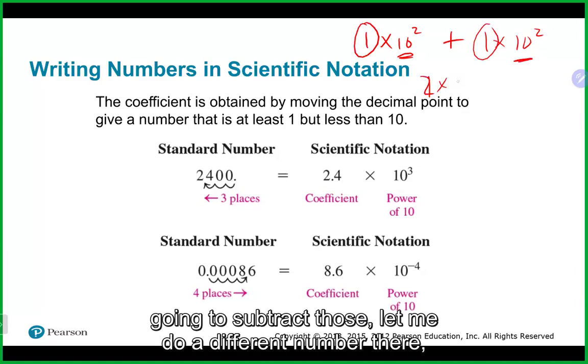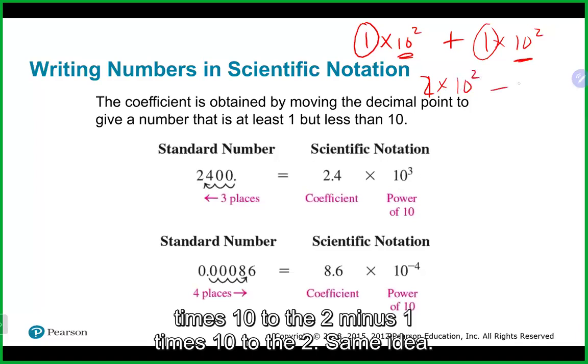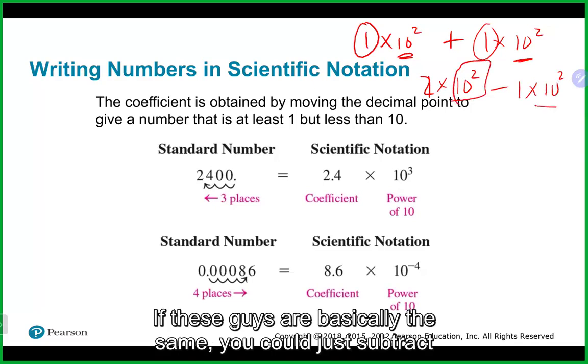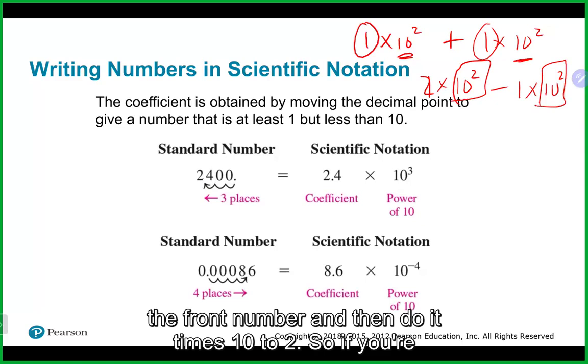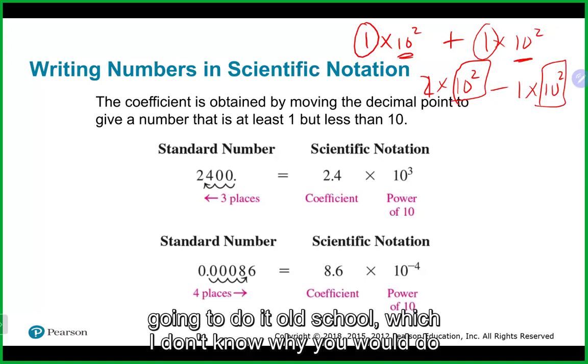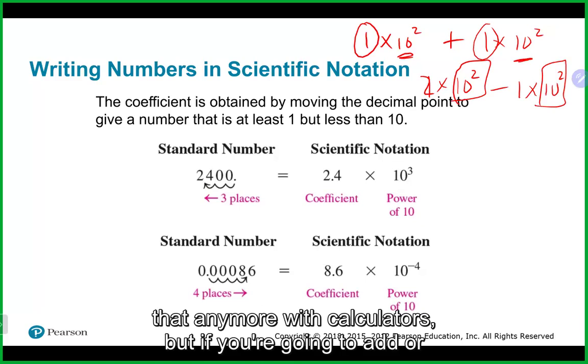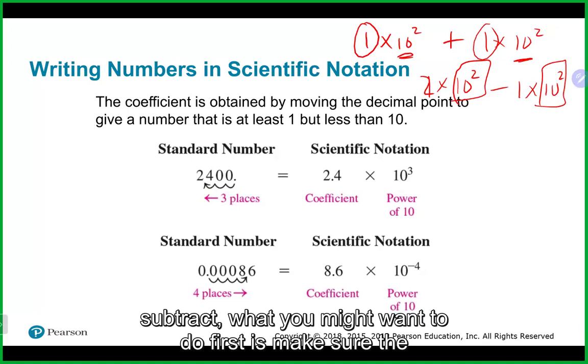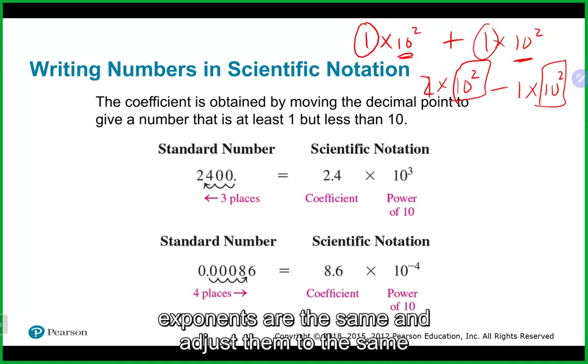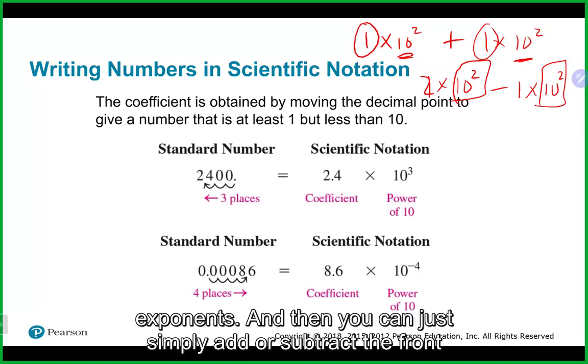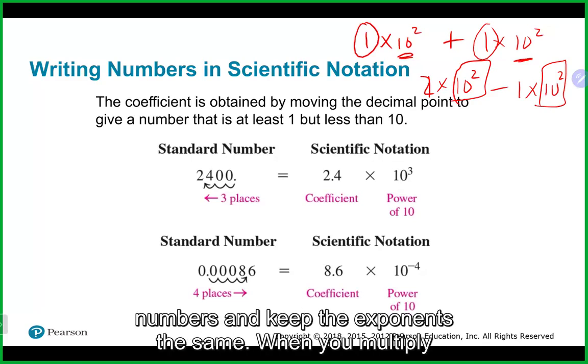Same idea if you're going to subtract those. Let me do a different number there, times 10 to the 2 minus 1 times 10 to the 2. Same idea, if these guys are basically the same, you could just subtract the front number and then do it times 10 to the 2. So if you're going to do it old school, which I don't know why you would do that anymore with calculators, but if you're going to add or subtract, what you might want to do first is make sure the exponents are the same and adjust them to the same exponents, and then you could just simply add or subtract the front numbers and keep the exponents the same.